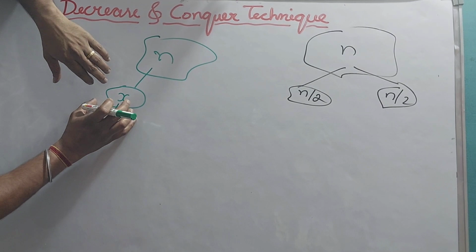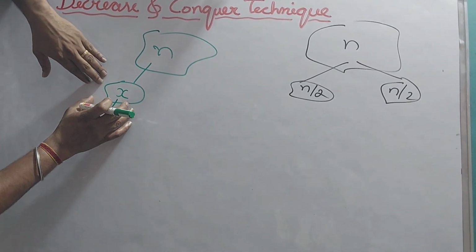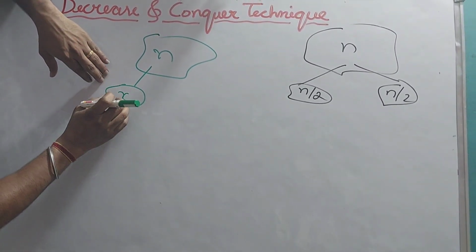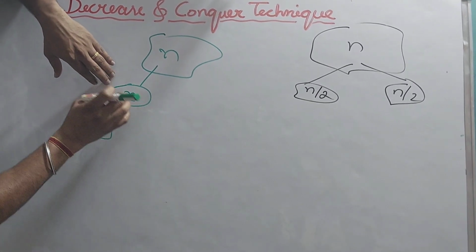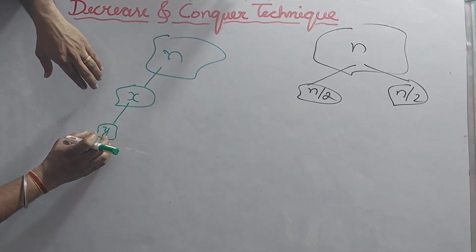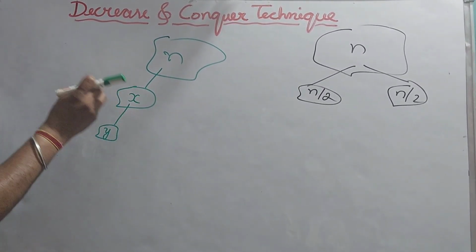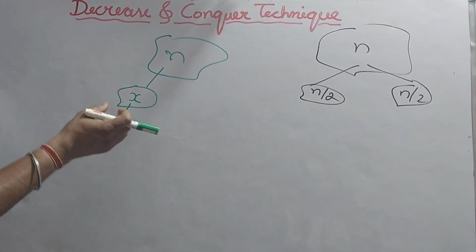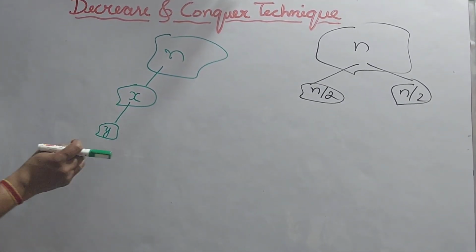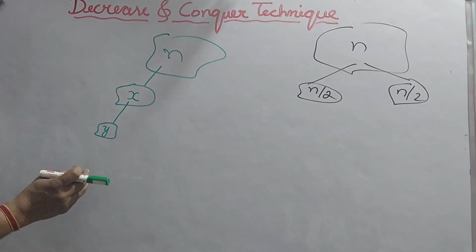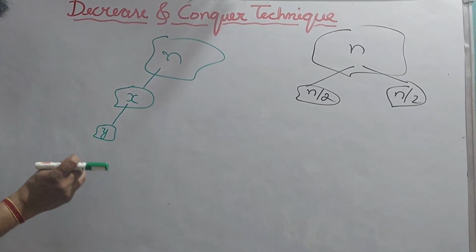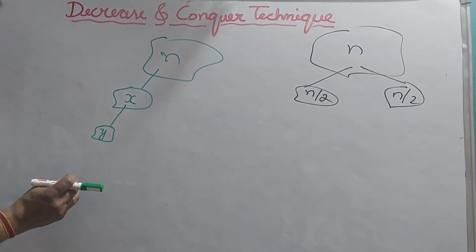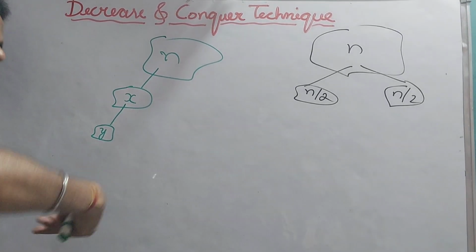Let us take x. Now again, this subproblem size is still large, so we decrease this problem size further. Like that, we keep decreasing the problem size into smaller instances. Once we get the solution of the smaller instance of the subproblem, from that solution we exploit the solution of the overall problem.